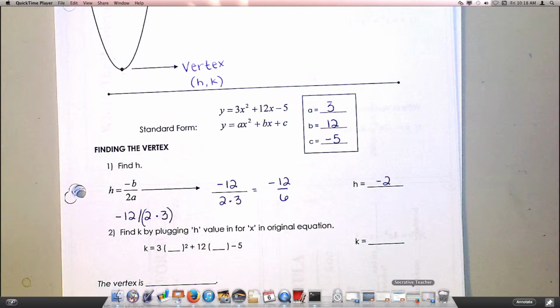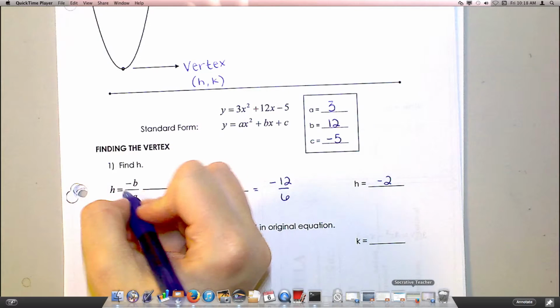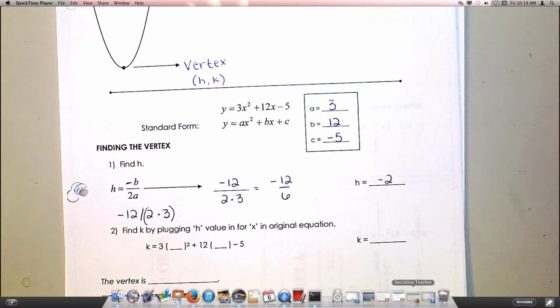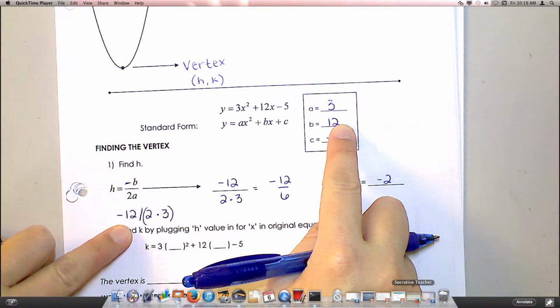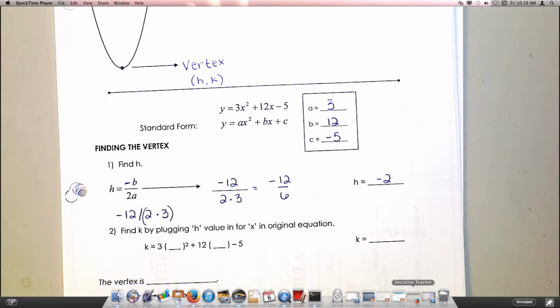Okay. Also, don't forget that this formula has a negative in front of the B. So when you pull that B number out, when you put it in your formula, you've got to have a negative in there. What if your B was already negative? Positive. It would become positive, yeah. So that negative B really means like the opposite of B. Okay? So my H value is negative 2. I'm halfway there. Now I need to find K.